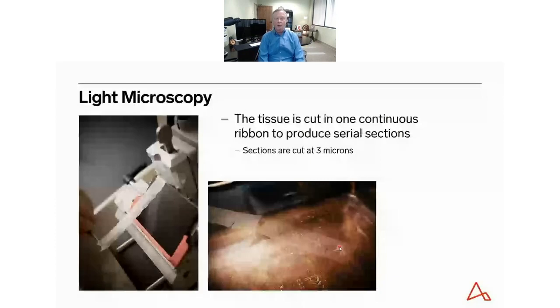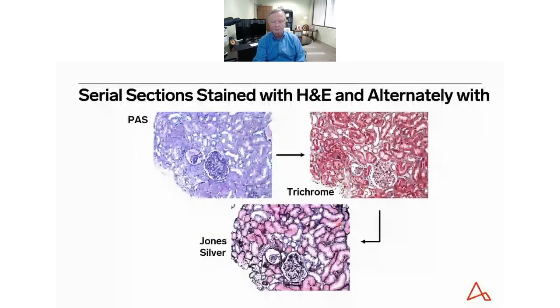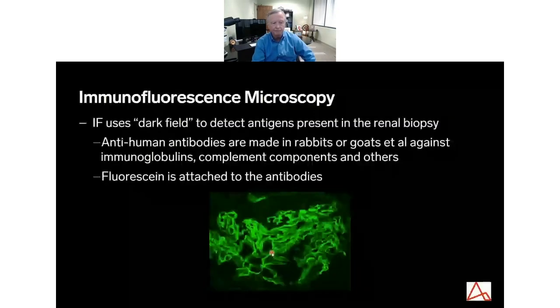It's a lot easier with regular path because the sections aren't cut so thin and they're not cut in a ribbon. They're not serial. This is a serial section. We got every single bit of that kidney and laid it out on the water bath there so we can pick it up on slides. And then you alternately stain H&E, PAS, trichrome, and Jones. How do you know these are serial? Look at this glom in this one, serial. This glom in this one, serial. Next section. So we can look at things with different colors and views, and it's very important.